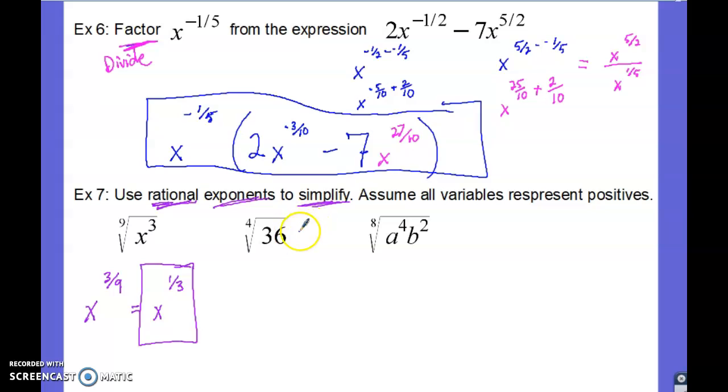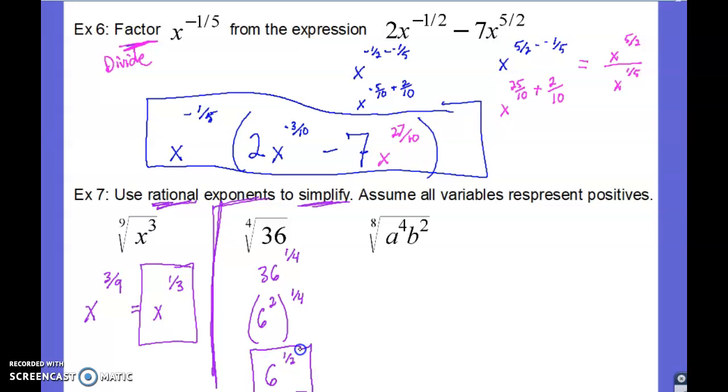Looking at the next one, it might seem pretty complicated, but you can reduce this. So for instance, this is the same thing as 36 to the 1/4 power. And I don't know how many of you would think about doing this, but 36 is the same thing as 6 squared. So 36 is being replaced by 6 squared. That 1/4 is still there, but if you take a power to a power, remember you can multiply that. So 2 times 1/4 is 1/2. That's the answer the book wants.